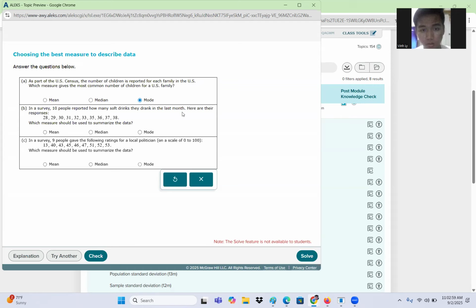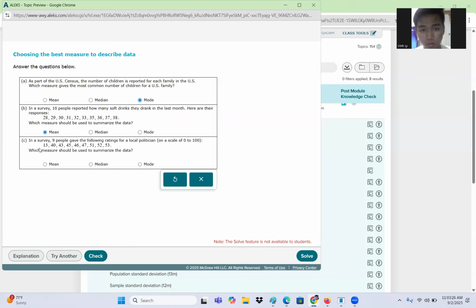In a survey, 10 people reported how many soft drinks they drank. Which measure should be used to summarize the data? If the data set is very consistent, with nothing going up too big or down too much, we should always use the average, which is called the mean.